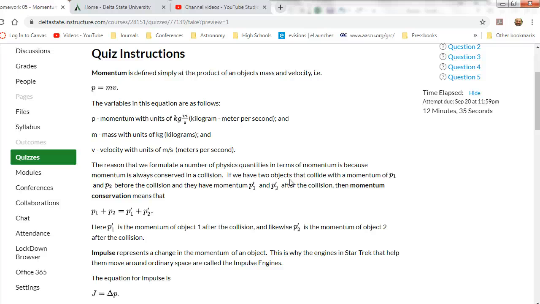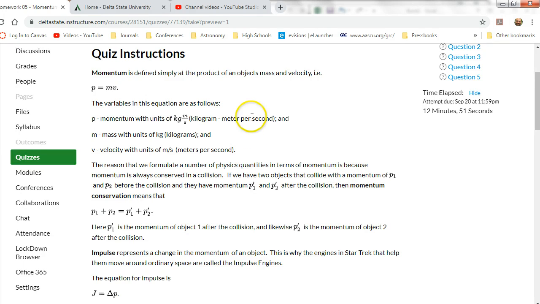All right, so here we have momentum of object 1, momentum of object 2, they collide. After the fact, momentum of object 1 plus momentum of object 2 equals the momentum from before the collision.